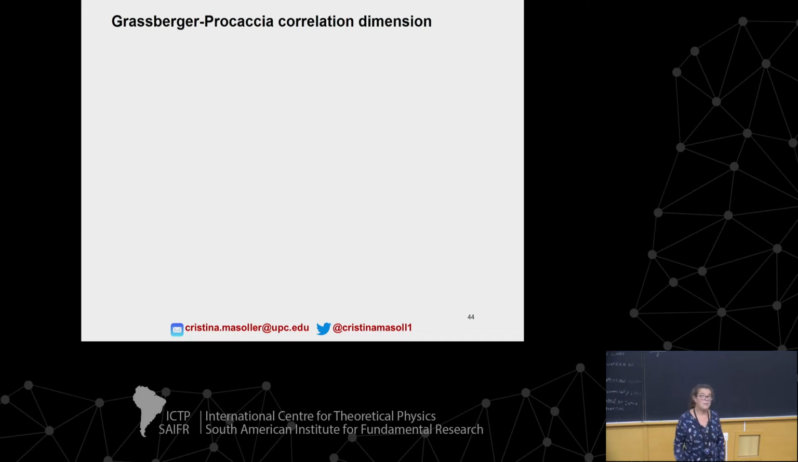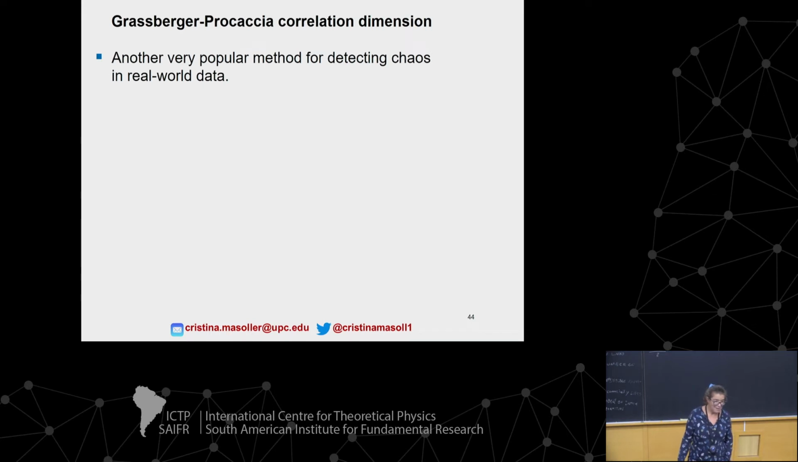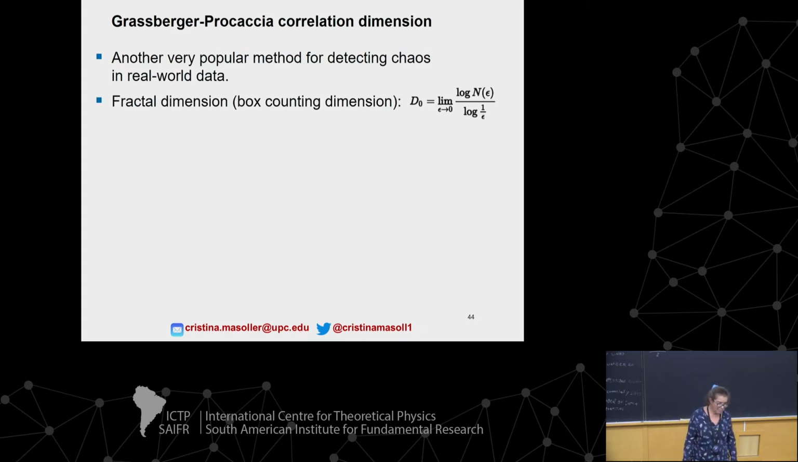The other algorithm that is very, very popular in time series analysis is the correlation dimension. It's a way to detect chaos and also to detect structure in data. I already talked about the fractal dimension. Remember, you reconstruct the attractor, then you use boxes, and then you calculate how many boxes you need to cover your attractor, and then use smaller and smaller boxes. So that means that the number of boxes will increase, and this is the box counting dimension.